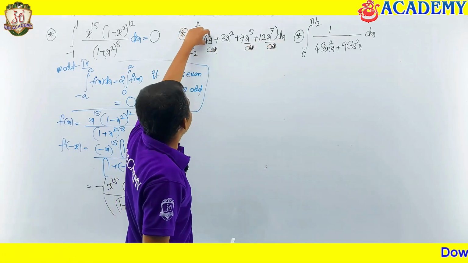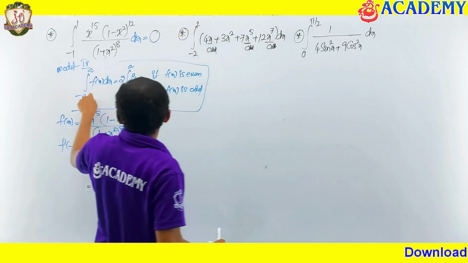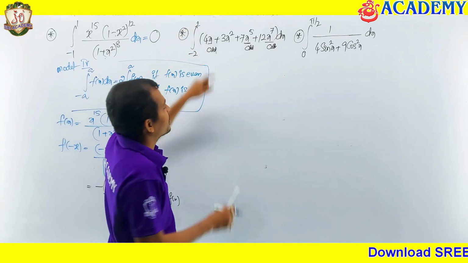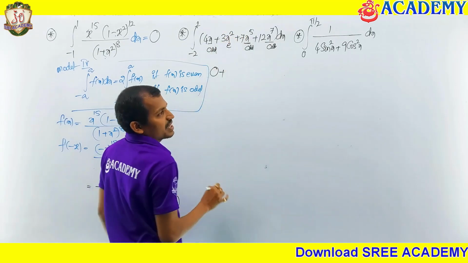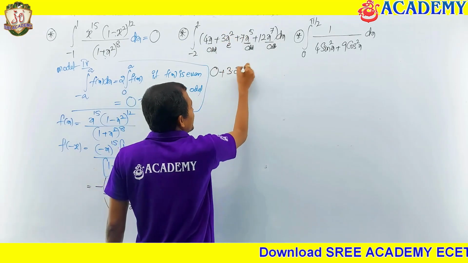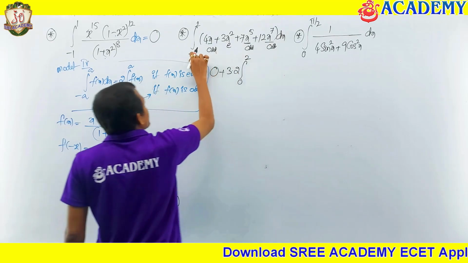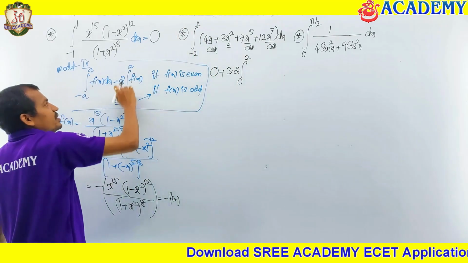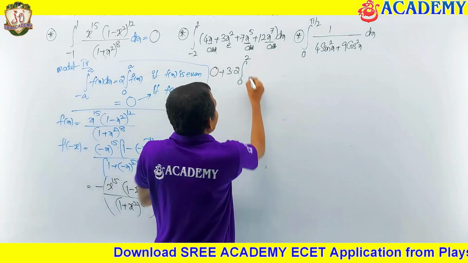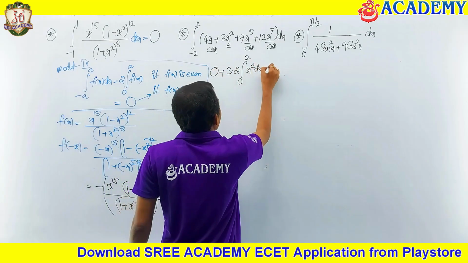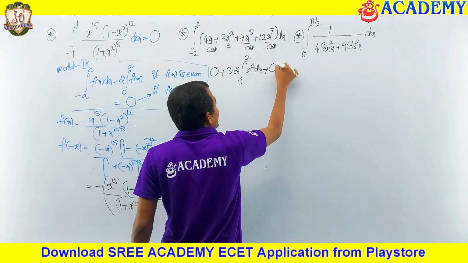That means if you integrate from minus 2 to 2, that is minus a to a, for this one you will get 0 plus the x square term. This is even. That's why the 3 is already there. 2 into the integral from 0 to 2, that is 0 to a, of x square dx. If you apply integration for this, you will get the answer.